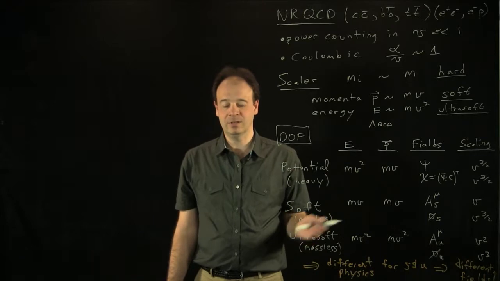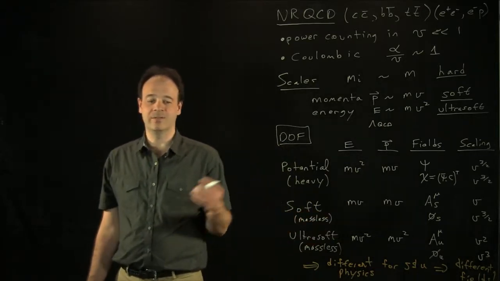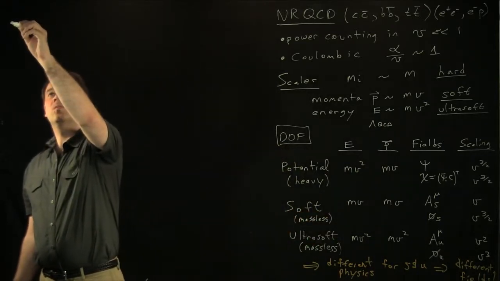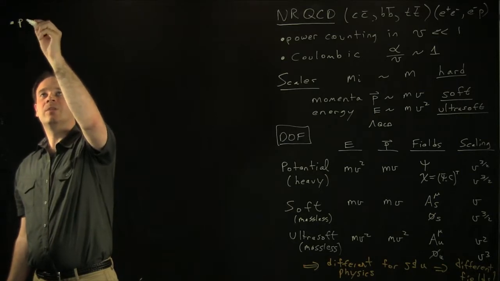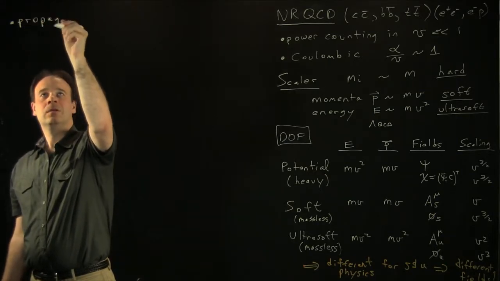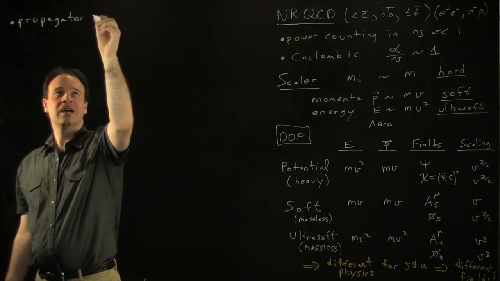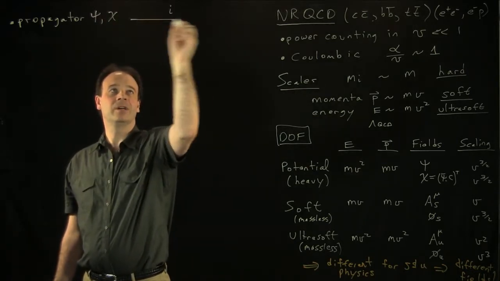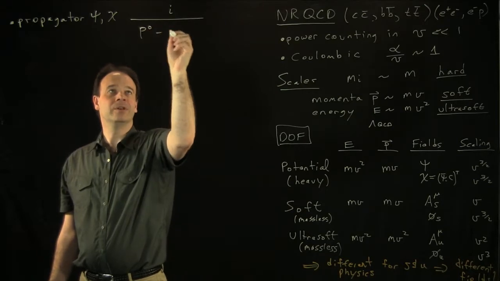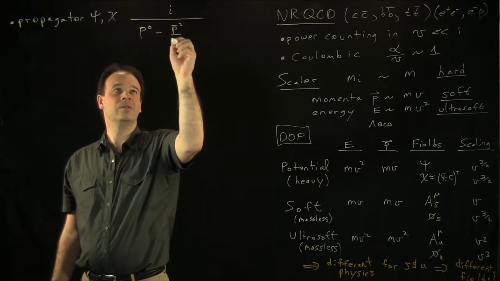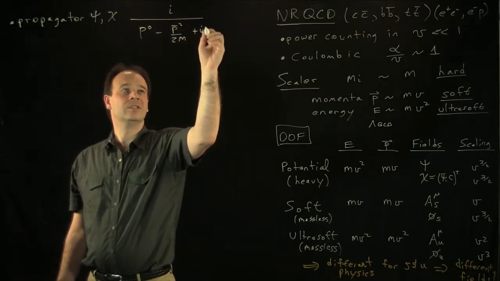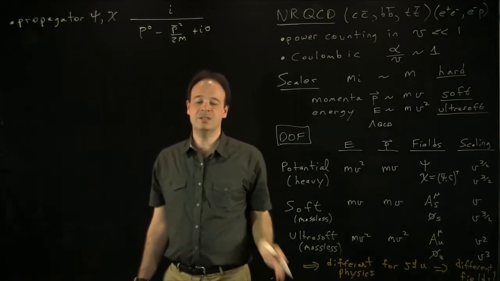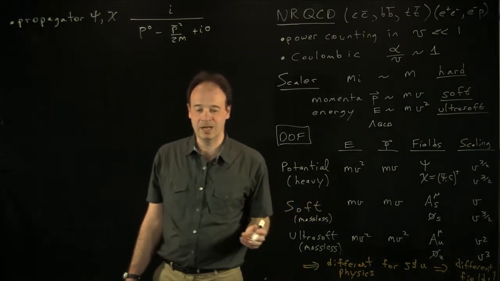Now let's have a look at what the dynamics of the effective theory is. So one thing that we, of course, need is the propagator. And the propagator, as I said, for psi and chi is the same. And it's just a non-relativistic propagator, i over p0 minus p vector squared over 2m plus i0. So that's the same as what we had when we were doing contact interactions.